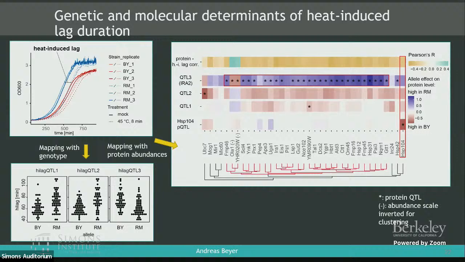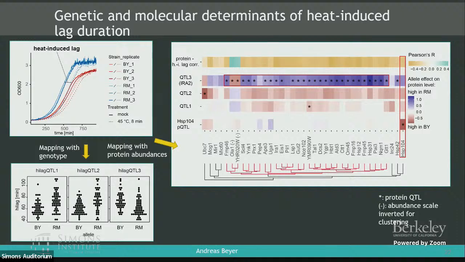And especially, this was very interesting, this cluster of proteins here, the red cluster, it's marked in red. Because all these proteins show a consistent response. So here, if you have the RM allele, they are upregulated. And here, if you have the RM allele, they are downregulated. So this again correlates with these balancing effects.